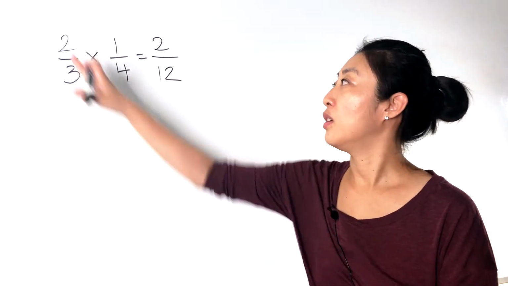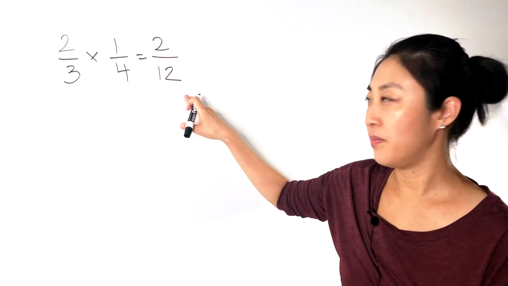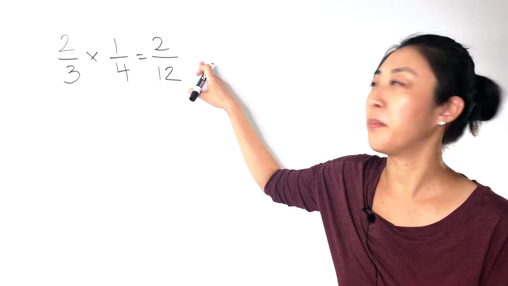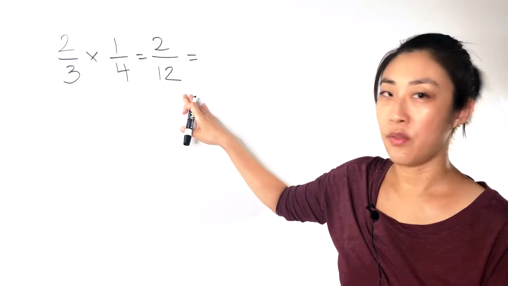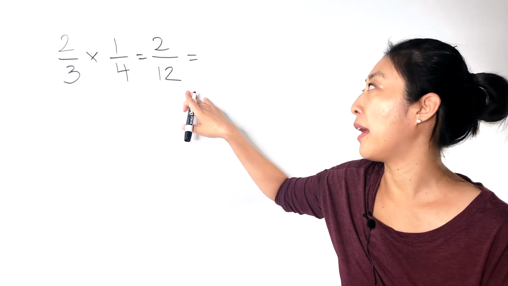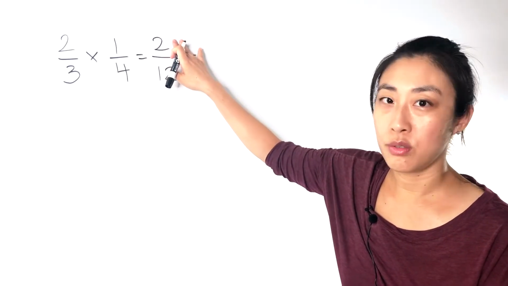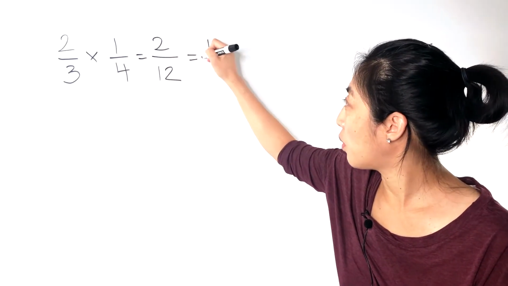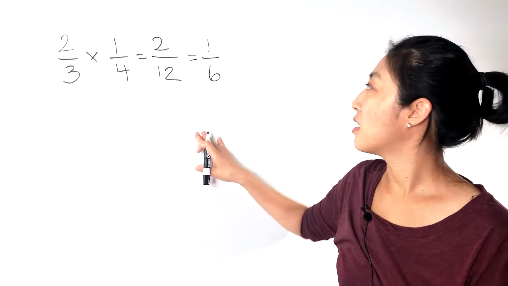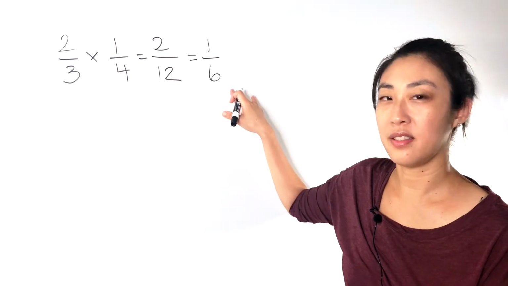That's one way. You multiply the numerators, get your answer, multiply the denominators, get your answer, and then you have to break it down into the simplest form. So if we want to simplify this fraction, we see that both of these numbers are divisible by 2, and that's also the greatest common factor. So we divide 2 by 2, which equals 1, and then 12 divided by 2 equals 6. So our answer to 2/3 times 1/4 equals 1/6.